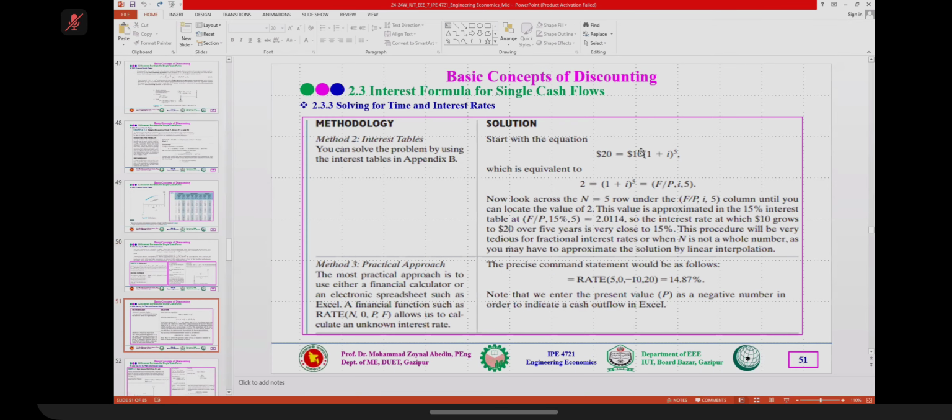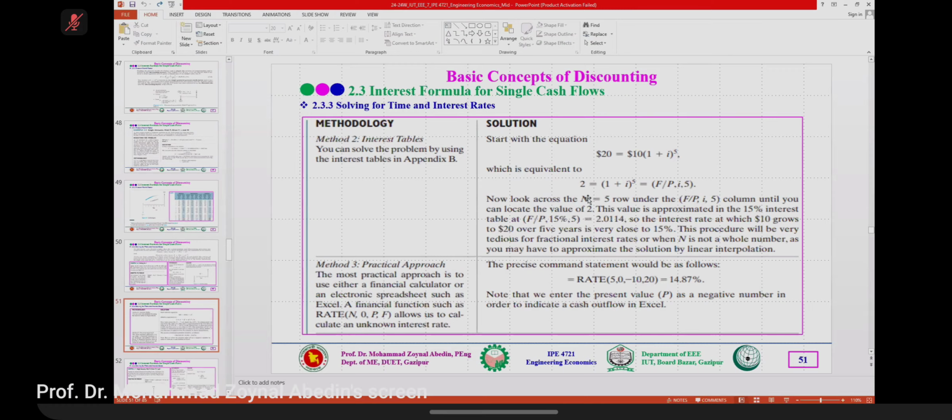And here, this is the value you can see, very important: F equals P into (1 plus i) to the power 5. So this means what? If you calculate it, 2 equals 1 plus i to the power 5. Find F, P, i, and n. So you can take the F value as 2 and n equal to 5, then you can get the i value easily.